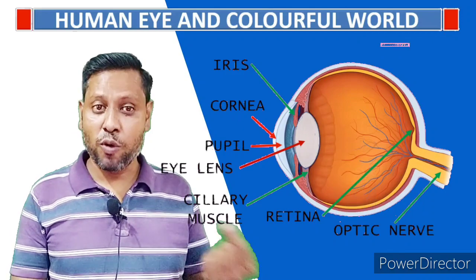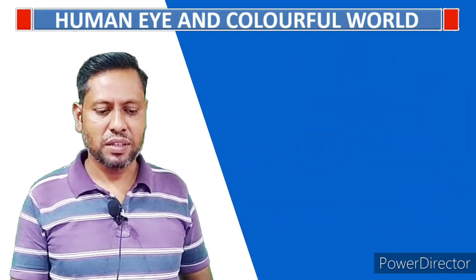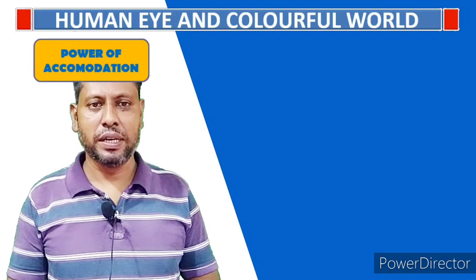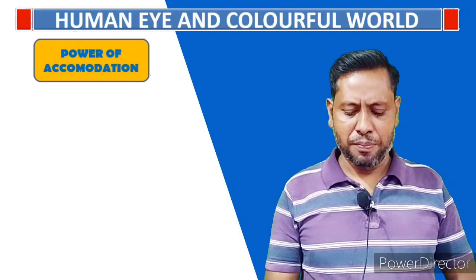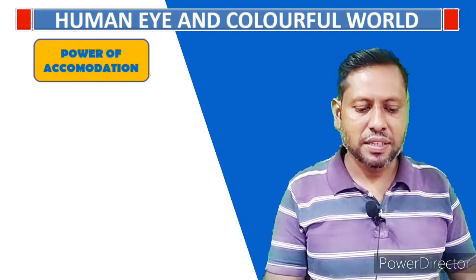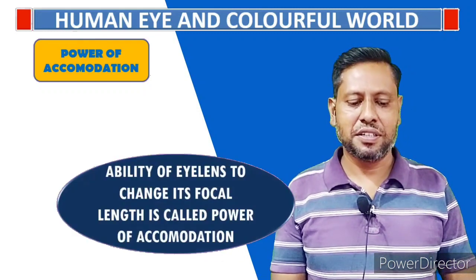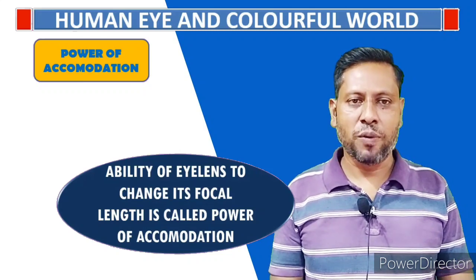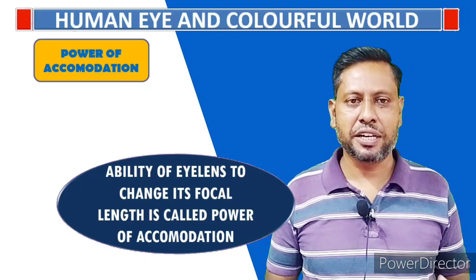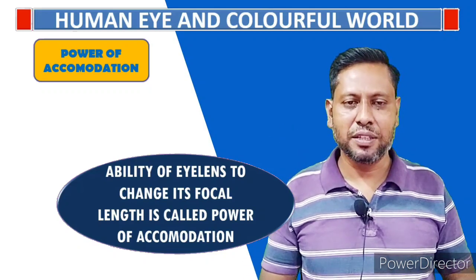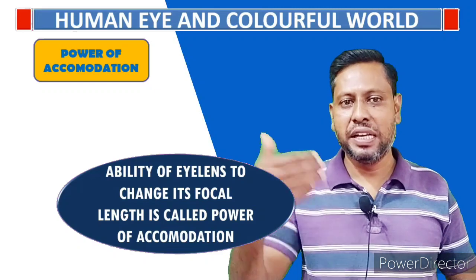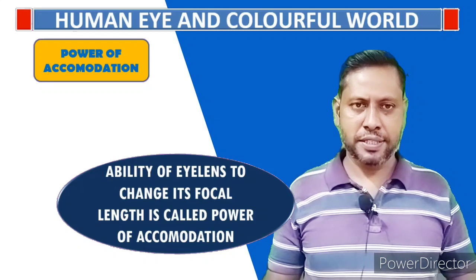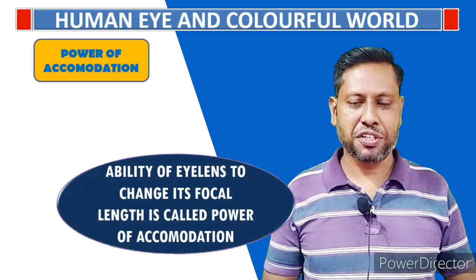Let's carry on with one more very small point. That point is the power of accommodation. Now what is the power of accommodation? Power of accommodation is the ability of the eye lens to change its focal length. Just previously we have seen that the eye lens can change its focal length so that we can see different types of objects or objects at different distances. That is called the power of accommodation.